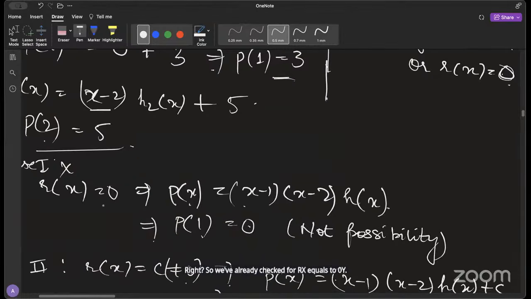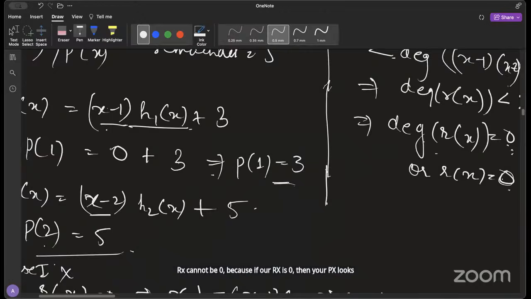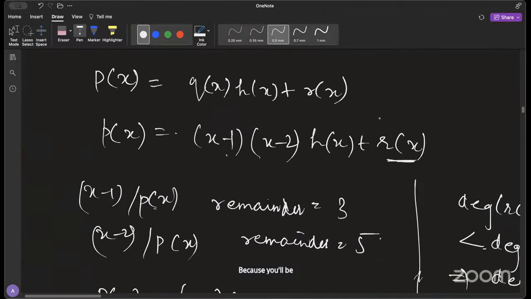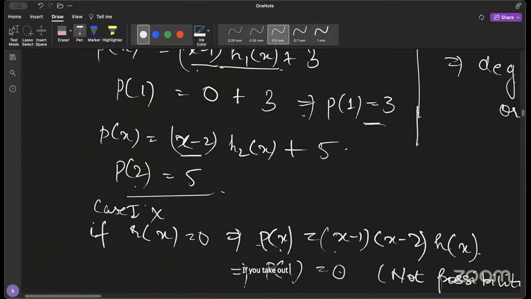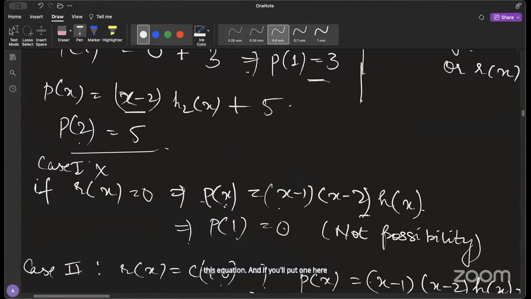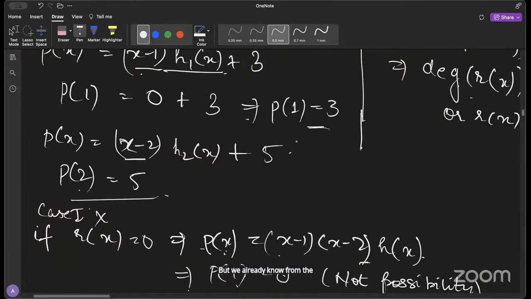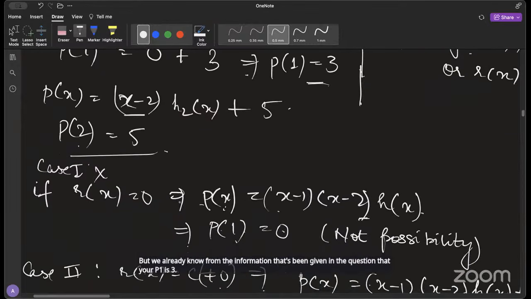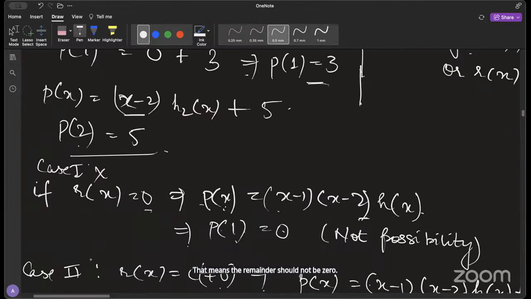Rx cannot be 0 because if your Rx is 0, then your Px looks like this, right? Because your Px was this. If you take Rx as 0, then you will get this equation. And if you put 1 here in place of x, you'll get P1 equals 1 minus 1. This gives you 0. But we already know from the information given in the question that your P1 is 3. That means your remainder should not be 0.